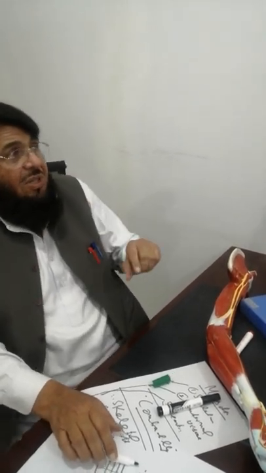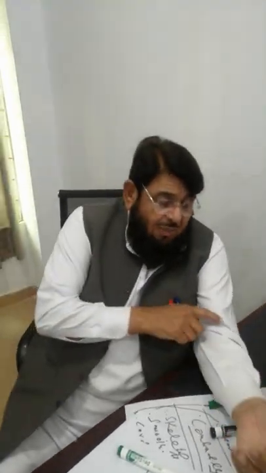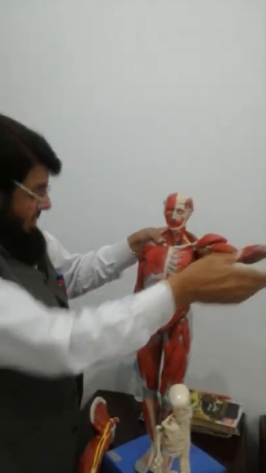Now, the end of the muscle which during contraction remains relatively fixed, that end of the muscle is called its origin, and the end of the muscle at which the muscle produces its action, that is called insertion. So the end which during contraction remains relatively fixed, and the other end at which it produces movements, that is being called insertion. Now we will understand with an example.